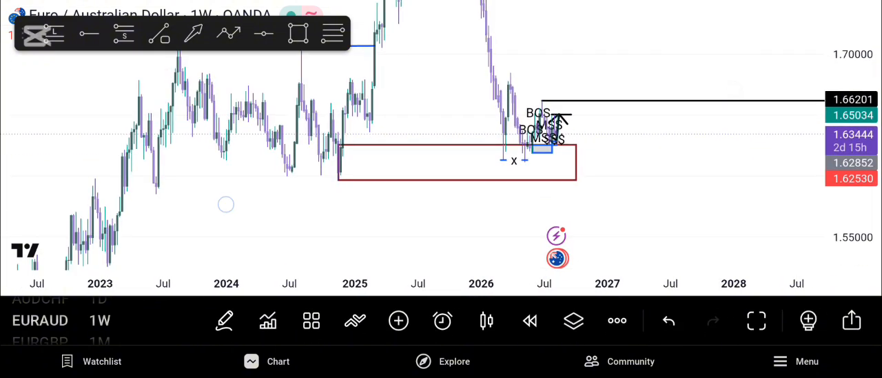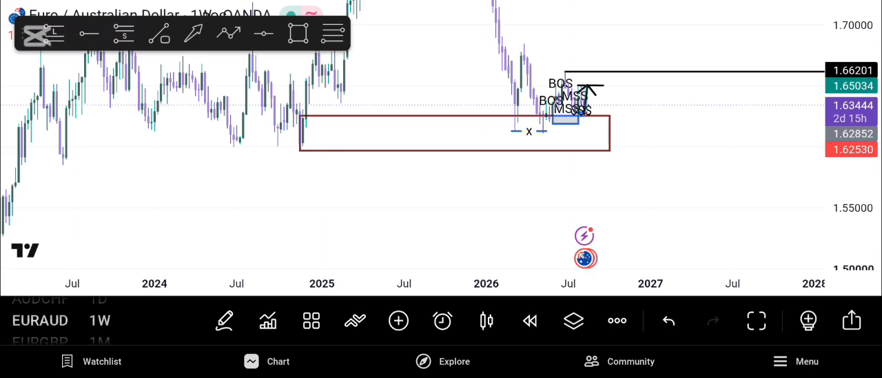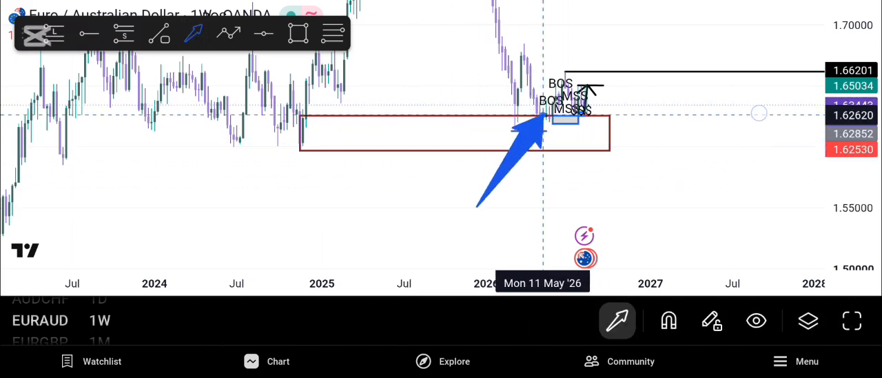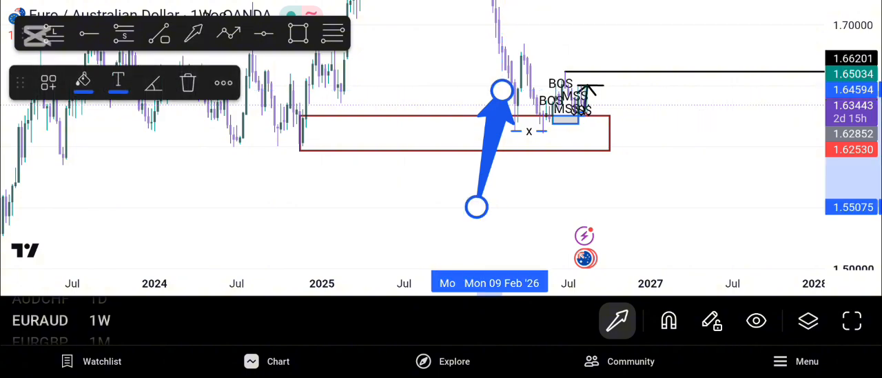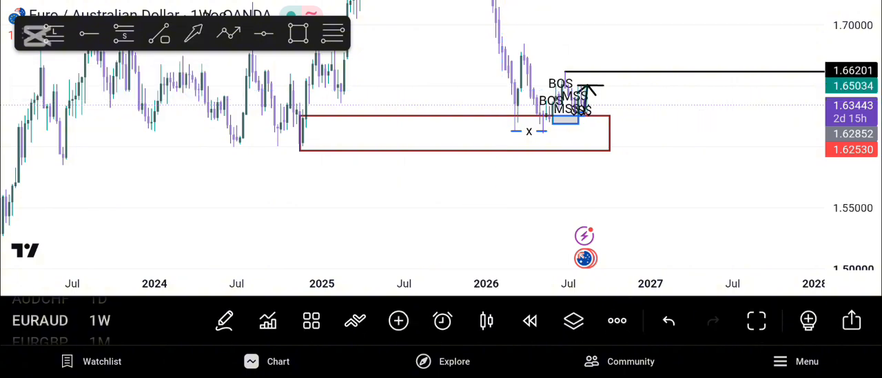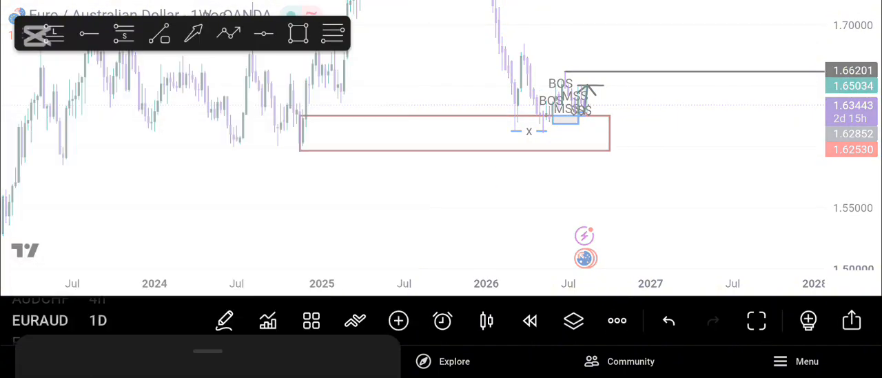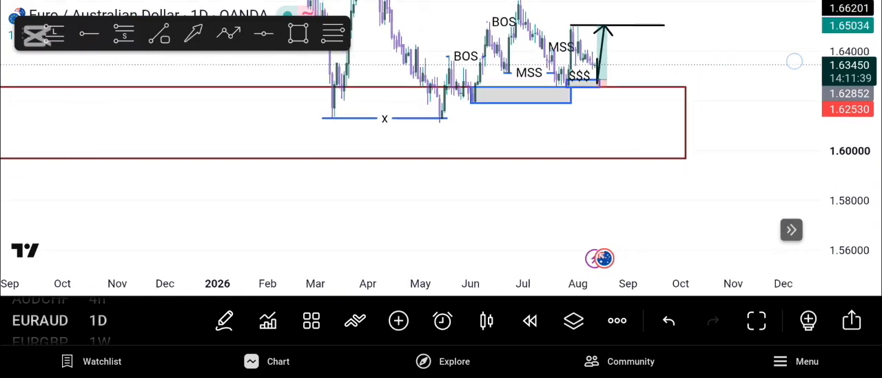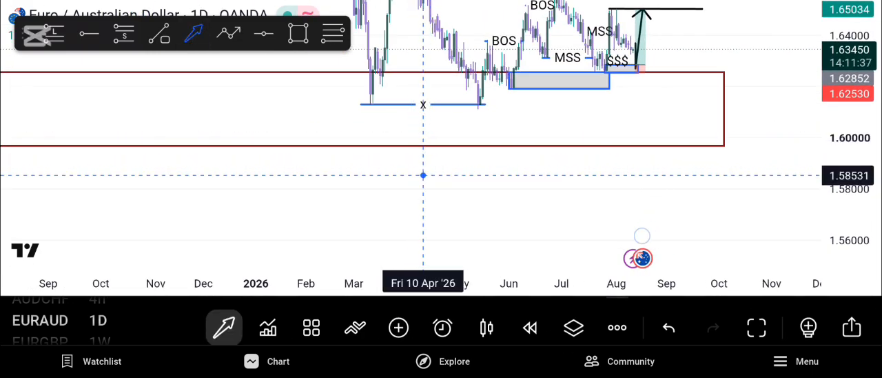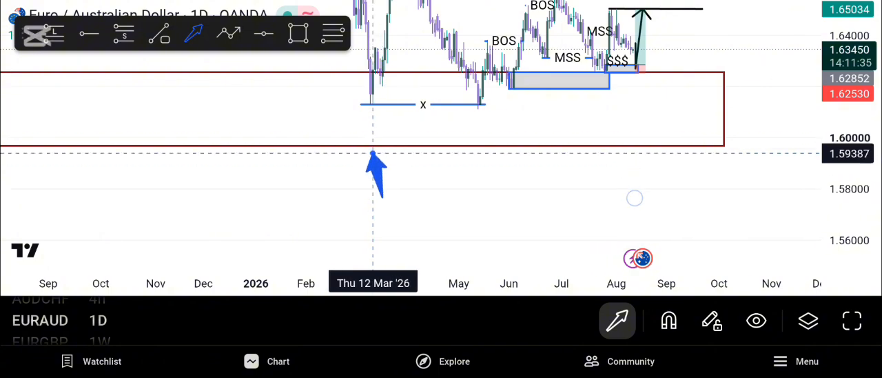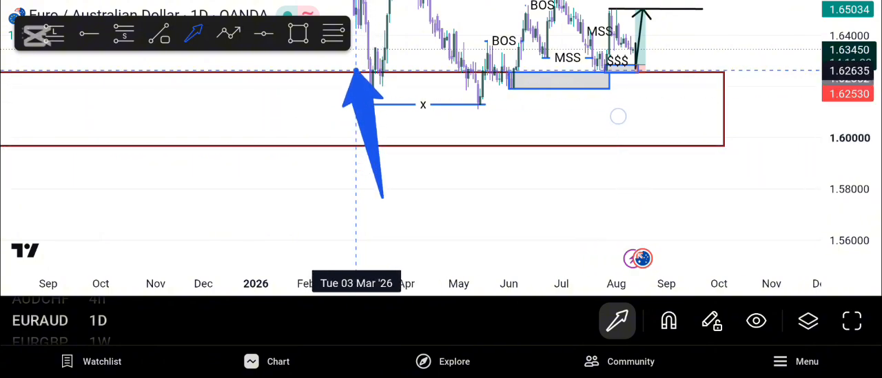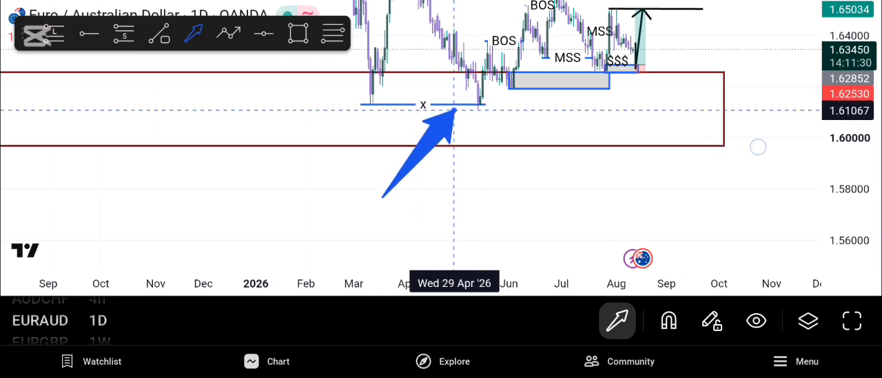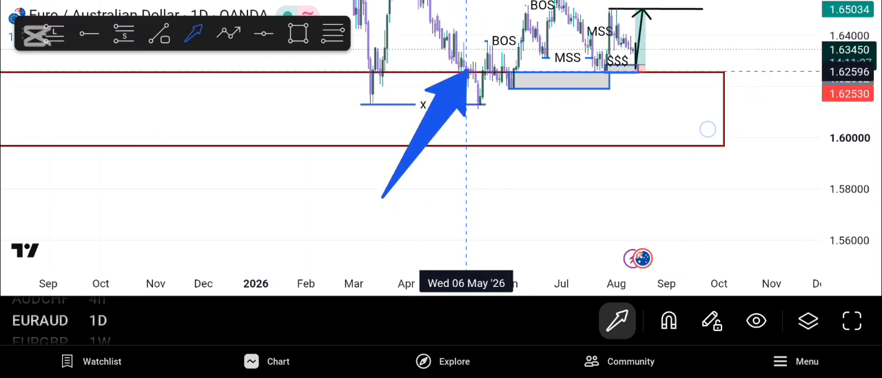Now we can see that price just reacted off a weekly demand zone, a weekly order block, and I'm expecting to continue buying this market to the upside because it's a weekly order block, so it's very strong. We go to the daily time frame, and the weekly order block is mapped by this red and white zone here. Price tapped into it, failed to take out this low, and then continued buying to the upside.